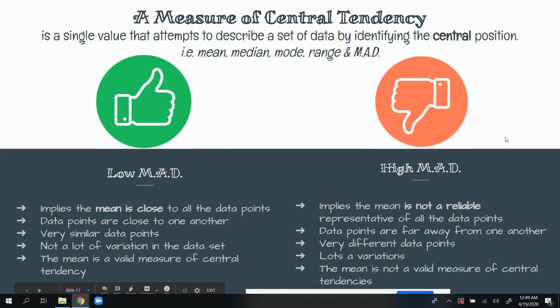I hope I cleared that up a little bit for you guys today, and I hope that you understand the difference between a low and a high MAD. Continue on and do your practice problems for today. Remember to use the audio buttons to help you if you want the problems read to you.